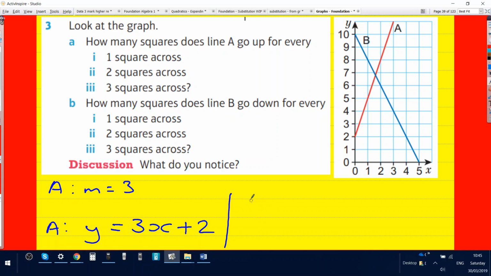Equation of B. So would it be minus 2. Mm-hmm. So it'd be y equals minus 2 plus 10. Something's missing. Oh, minus 2x. Yeah. Hold on.